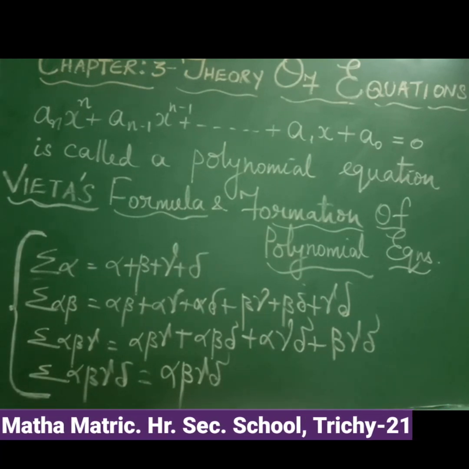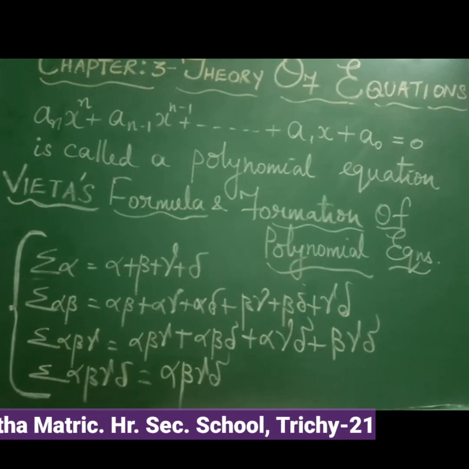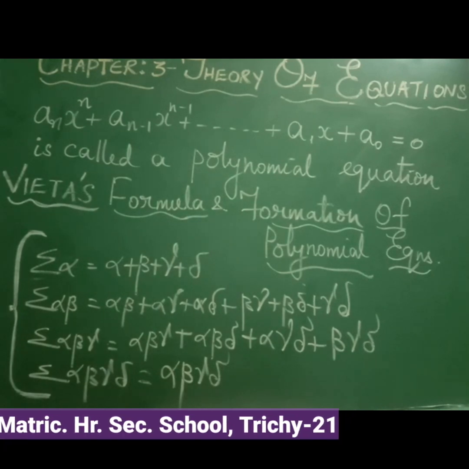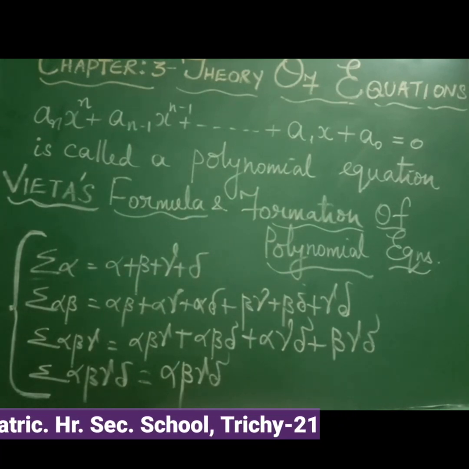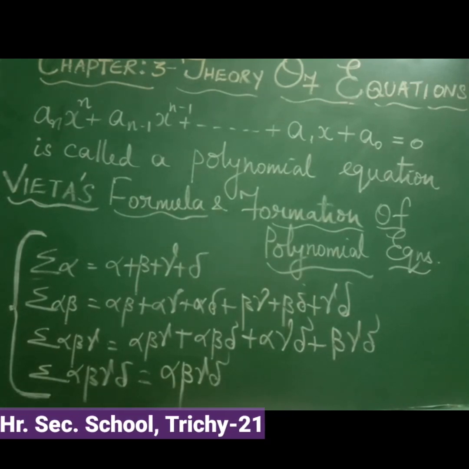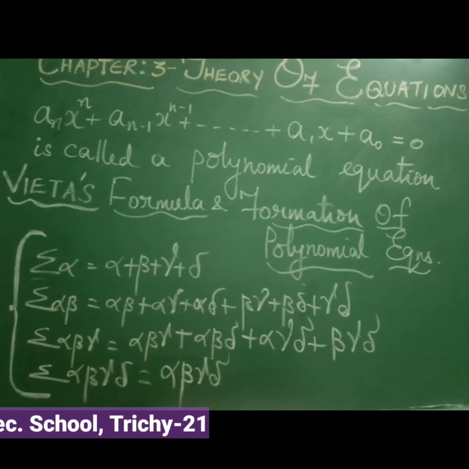So if any two roots of an equation are given, how do we form the polynomial equation? The formula is x square minus sum of the roots into x plus product of the roots equal to 0. For any two roots we can follow this method. Likewise, if 3 or 4 roots are there, we can apply Vieta's formula and form the polynomial equation.